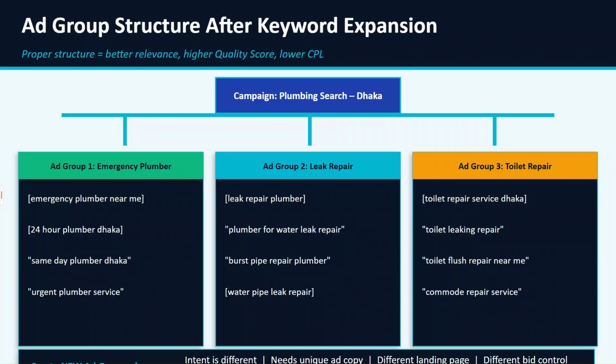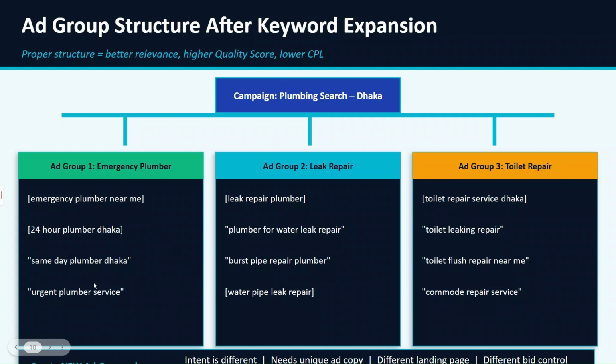Now here is something a lot of advertisers get wrong. They add new keywords to random ad groups without thinking about structure. So look at the diagram. In here, three ad groups. Number one is emergency repair. Number two is leak repair. Number three is toilet repair. So ad group emergency plumber, all the emergency and urgent keywords go here, like plumber near me, 24-hour plumber Dhaka, same day plumber.